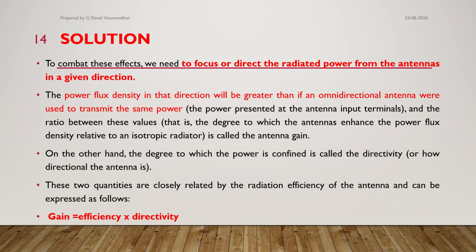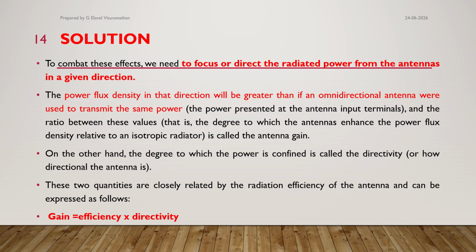Next, we are going to identify the solution. To combat this effect, we need to focus or direct the radiated power from the antenna in a given direction. So this will be the first solution. The power flux density in that direction will be greater than if an omnidirectional antenna were used to transmit the same power. This is called antenna gain.